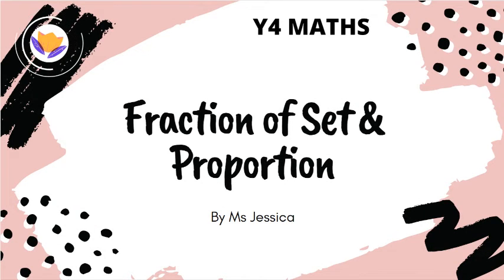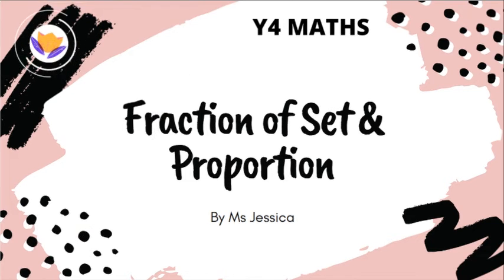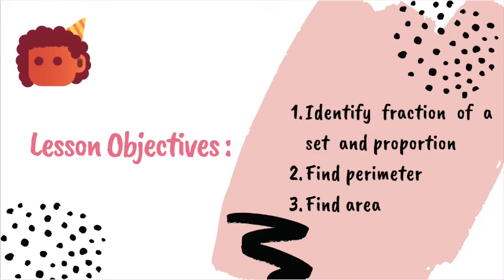Now we are going to learn about fraction of set, proportion, perimeter, and area. Let's discuss them one by one. We have three goals that we need to achieve today. First, identify fraction of a set and proportion. Second, find perimeter. Third, find area.